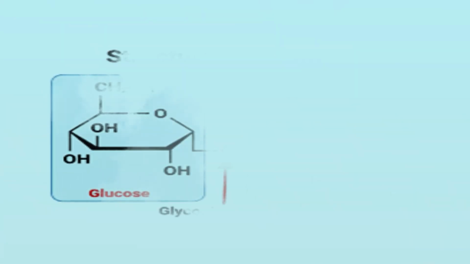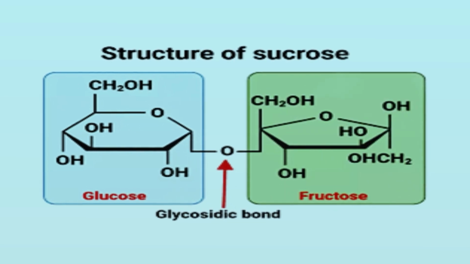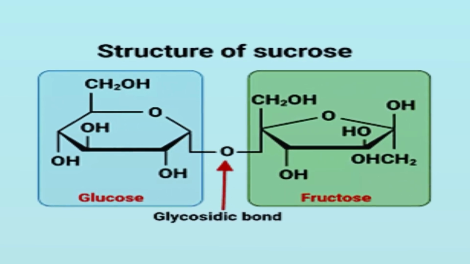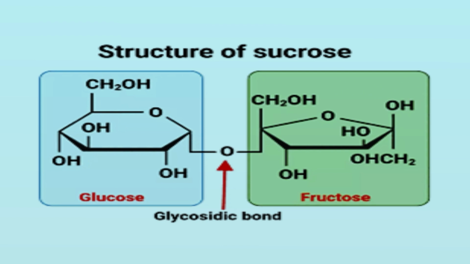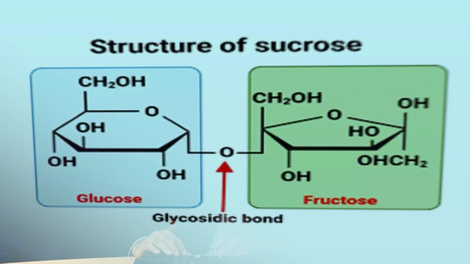You see the structure of sucrose, which is a non-reducing sugar, because that aldehyde group is not available for reduction. And this aldehyde group is in such a manner that the chain is not able to open, whereas in the case of reducing sugars, it opens easily.